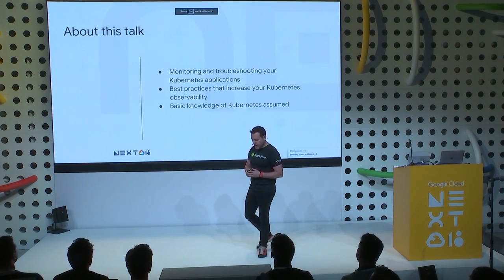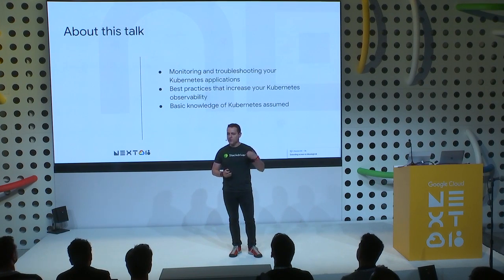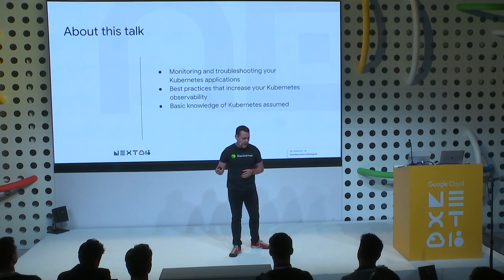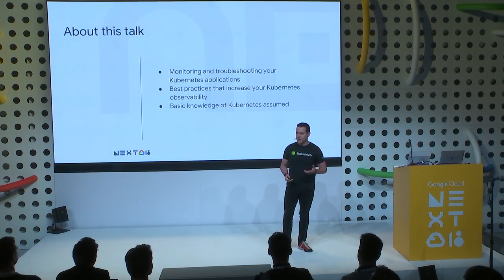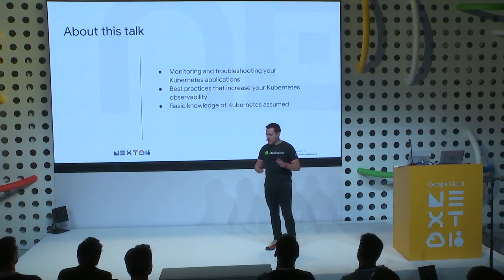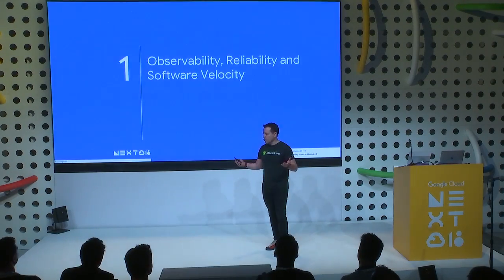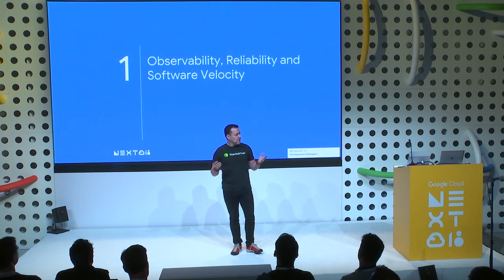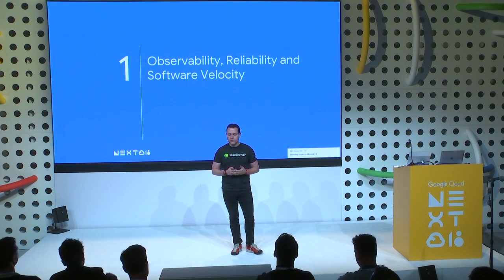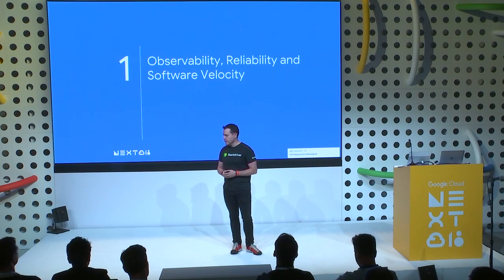As I said, we're going to go through a couple of scenarios, how we monitor and troubleshoot Kubernetes in production. We'll talk about some of the best practices that we do and a little bit about observability and so forth. We do assume some basic knowledge of Kubernetes, of course. So first thing is, let's talk about observability, reliability, and software velocity.